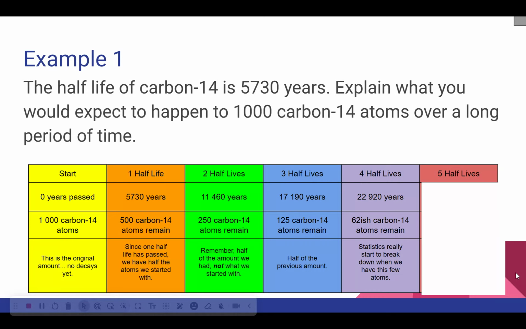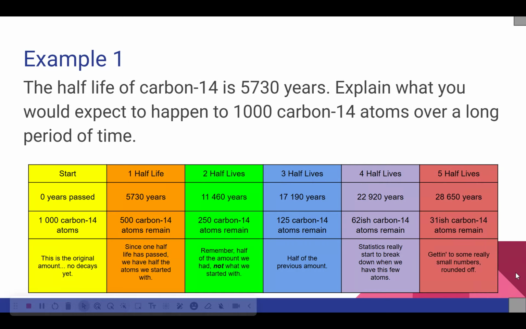But I did say 62-ish. Because I took the 125 divided by 2, got 62.5, but I can't have half an atom. So I'm saying, maybe 62, 63-ish carbon-14 atoms. And then after 5 half-lives, we're down to 31-ish carbon-14s remaining.